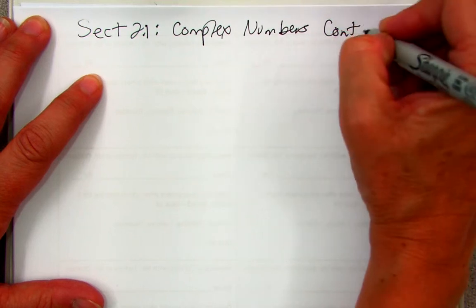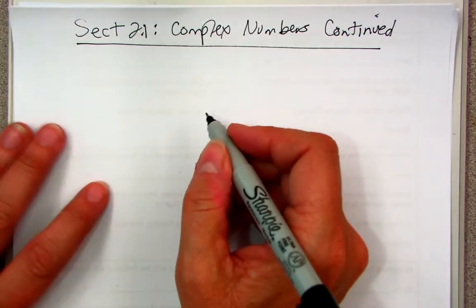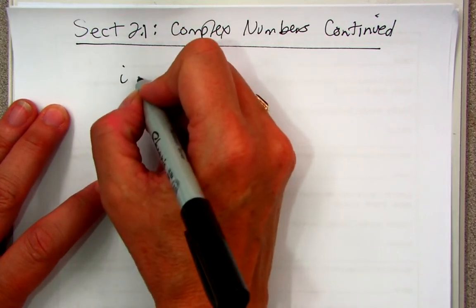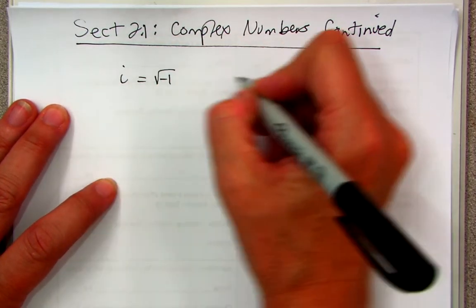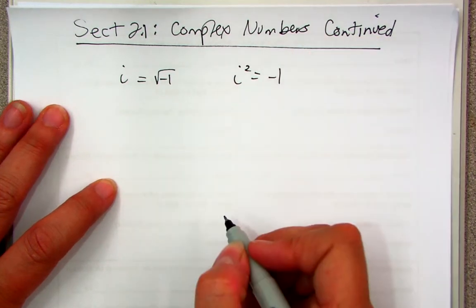I'm going to go ahead and just write as I talk. Quick review. This is my i for imaginary number. It's equal to the square root of -1. i squared is equal to -1.